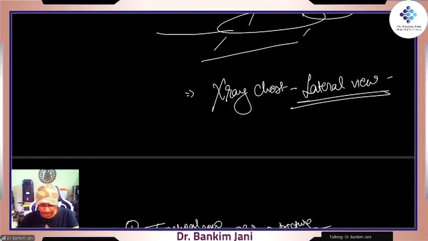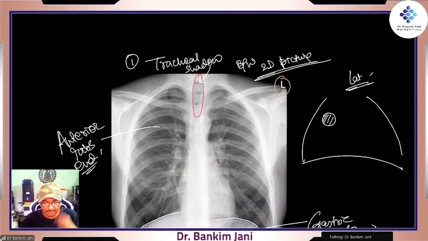X-ray chest lateral view, right? We'll see that. So here this is how you see those X-rays, and this is the first thing which you'll see, the tracheal shadow. There is air in the trachea. See, air in the trachea, and that air can be easily seen. And this is the tracheal shadow because it will be telling whether there is a right side or left side shift.